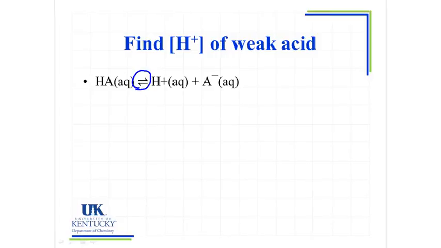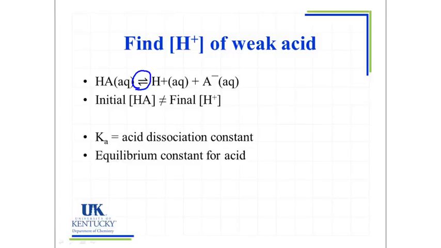If we look at our initial concentration of HA, we see that it is not equal to the final H+ concentration as it was for the strong acid, because not all of our HA is dissociated into the H+ and A-. We have to look at Ka, the acid dissociation or ionization constant for the acid, and remember this is just an equilibrium constant for the acid. So our procedure is going to be much more like what we did in the previous unit talking about equilibrium. We're going to use an ICE table to solve for that unknown concentration.